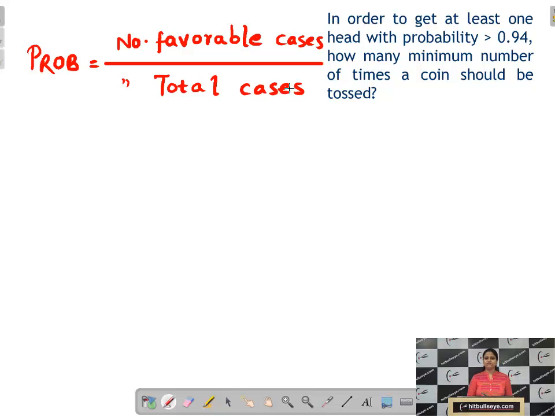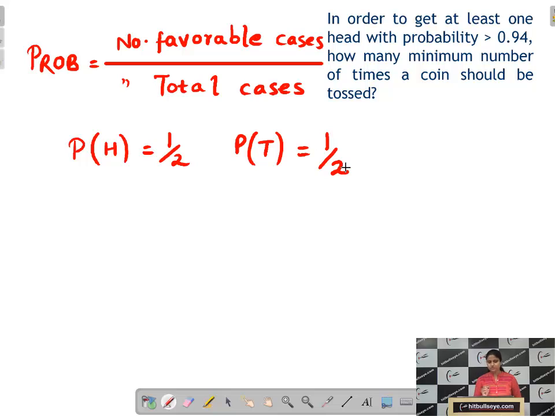Since this is a question of a coin, as you know, whenever we toss a coin, we have 2 possibilities. Either we'll get a head or we'll get a tail. So what is the probability of getting a head? That is half. What is the probability of getting a tail? It will be the remaining half. As you know, what is the total probability always? This is equal to 1. That's why we are taking half and the remaining half.